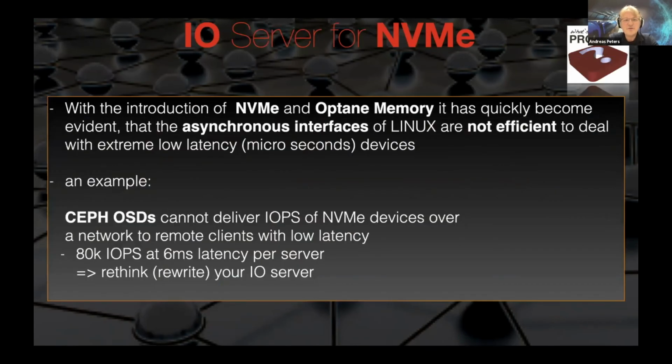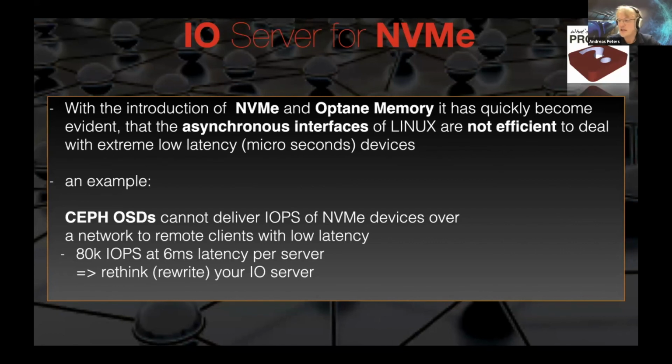Now a little bit about these new storage media, which are coming but are still a bit expensive. If you use NVMe or Optane memory, you can quickly understand that the asynchronous interface in Linux is not very efficient, at least the one we have deployed at CERN with kernel version 3, or if you are lucky, kernel version 4. So if you have a device with microsecond latencies, they don't work very well.